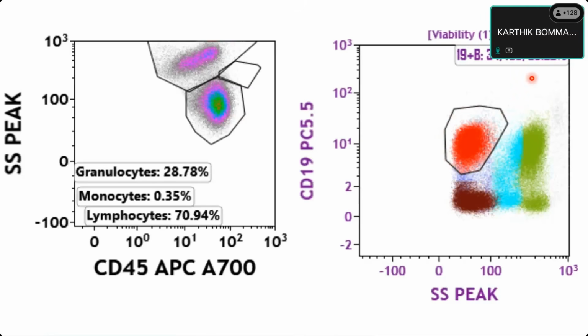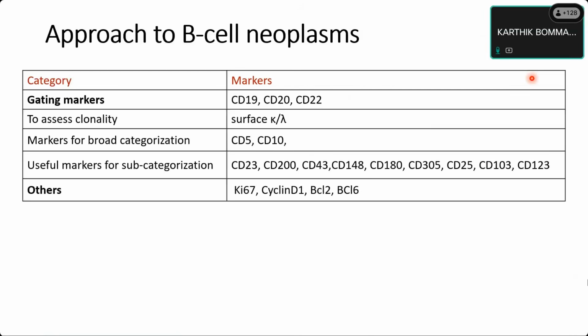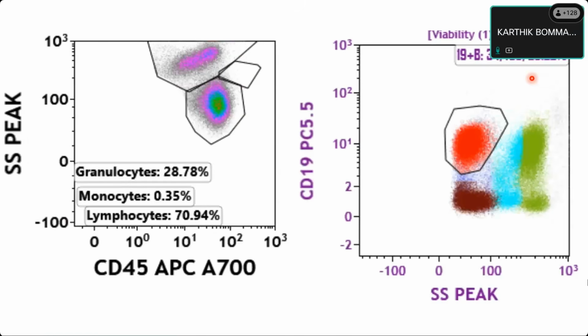So let's evaluate the B cells first. How to identify B cells? What are the markers using which you can identify B cells in a sample? CD19, CD20. Any other? CD45. CD45 is not for B cells, it is for leukocytes. Yes, sir.